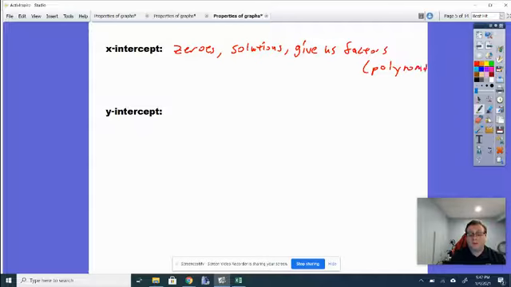But how we display that information depends on what we're asking for. If we're asking for an x-intercept, it's always going to be x, 0. It's a point. Zeros are written as x equals something, same with solutions. And then factors are written as x plus or minus our answers.